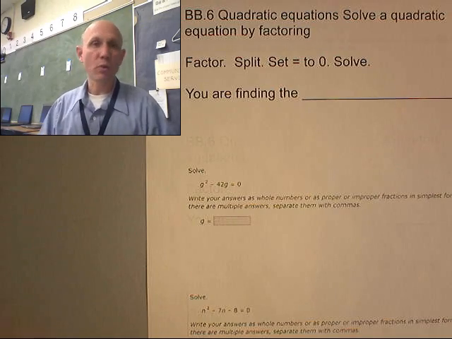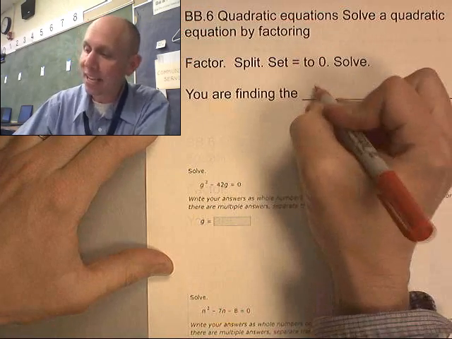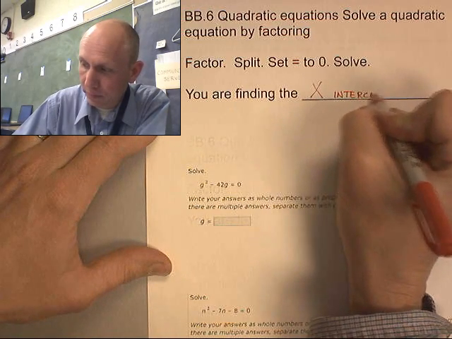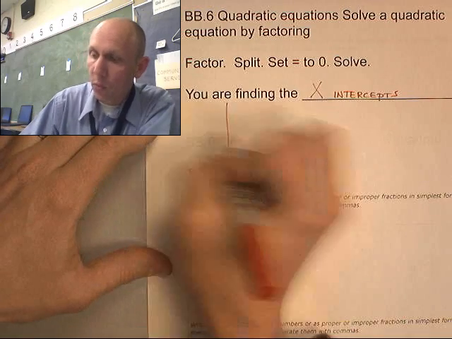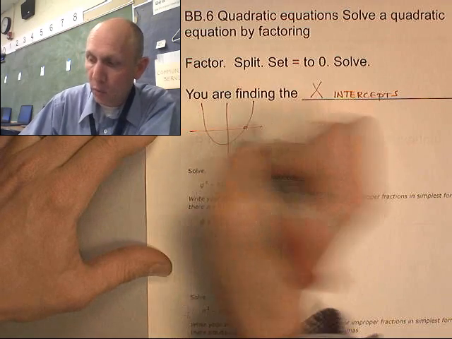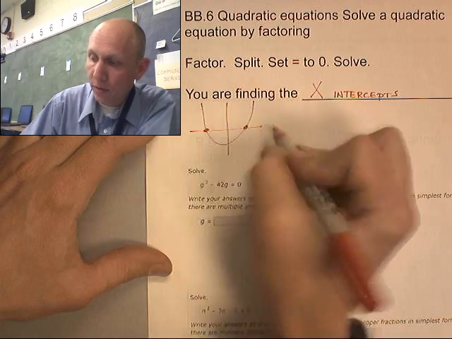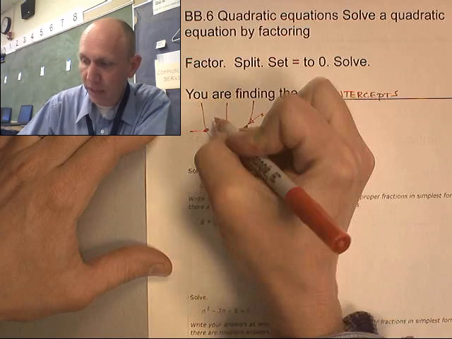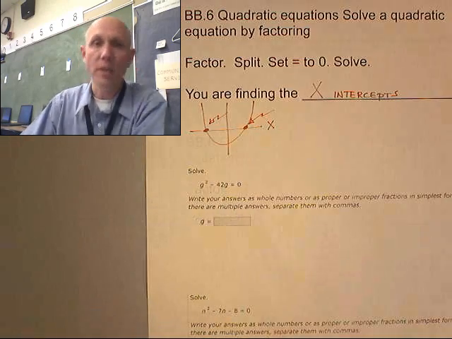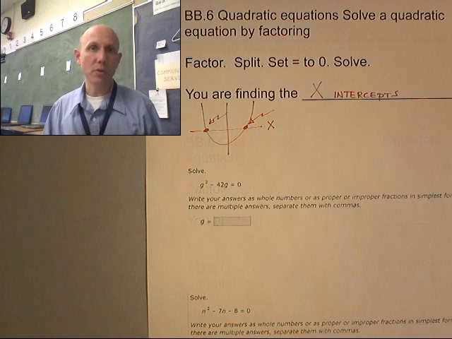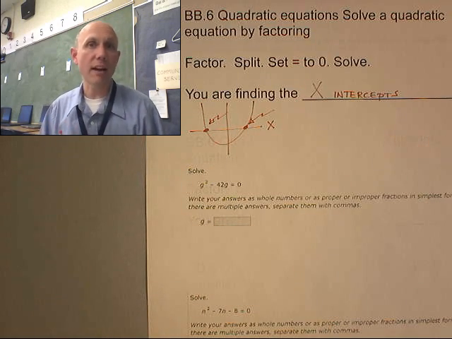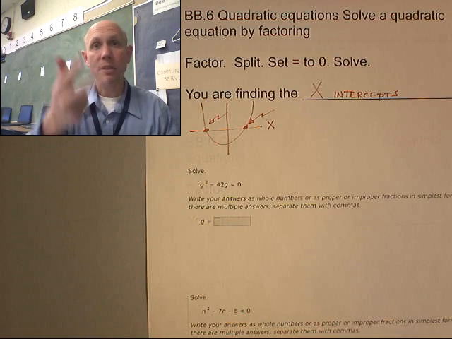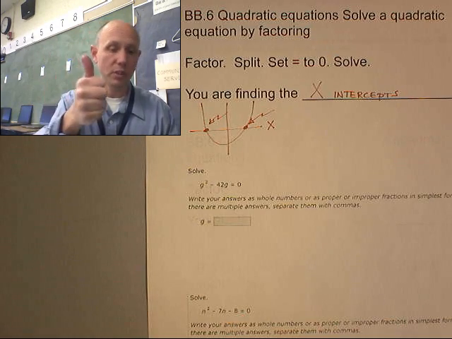Our little reminder, when we're doing this, we are finding x-intercepts. We are finding a physical point on a graph where the parabola crosses the x-axis. We're finding that point and that point. We are not just finding random numbers. We are finding a physical thing on a graph, a physical point on this graph. Factor, split it, set them equal to 0, solve it. Let's do some of these.